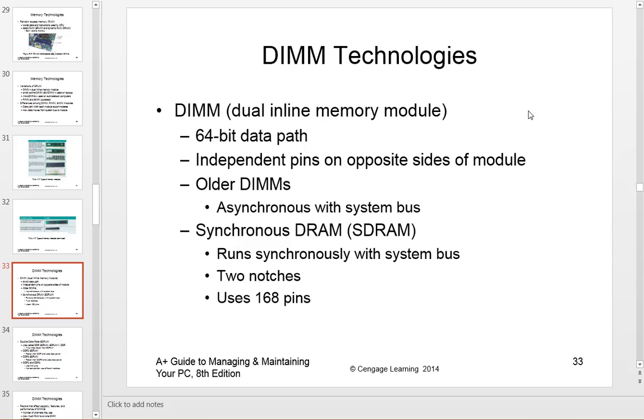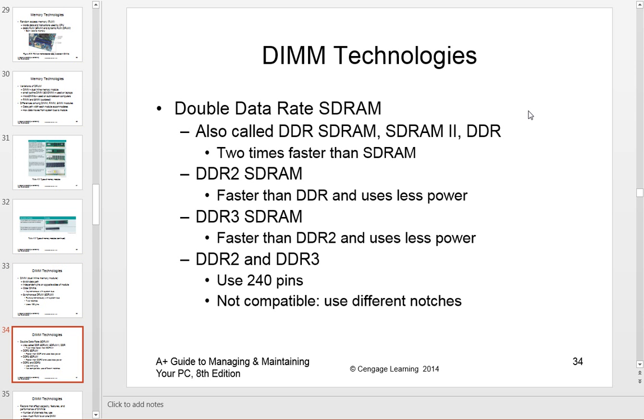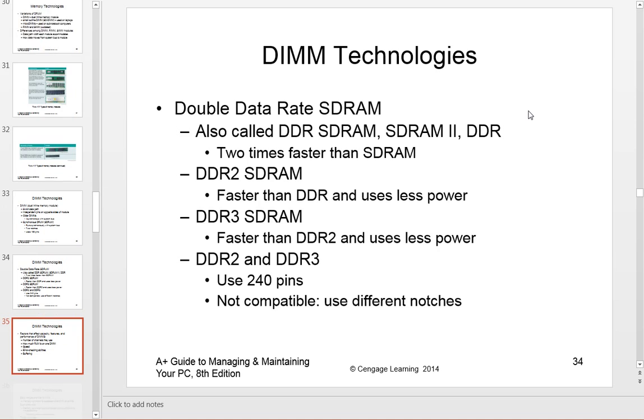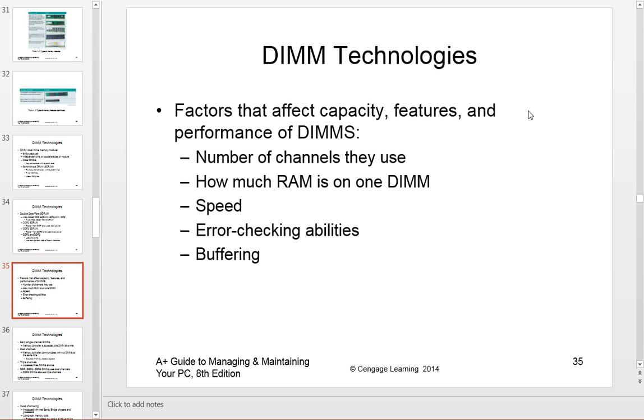All right. Couple different things for the DIMM. You can look through these, some of their technology, some of the things that they're known for. Same for here. Not going to spend a whole lot of time on it because it's more or less just for informational purposes. Something good to know. Some different factors that affect your capacity, features, and performance. Here they are: buffering, speed, number of channels.